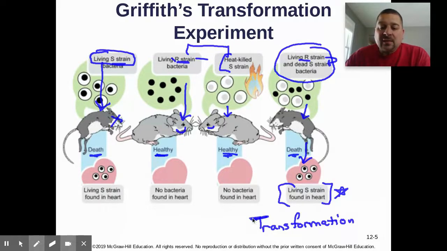Transformation. All right, a transformation. The genetic material was causing a transformation in the R strain from non-virulent to virulent, because it was picking up that genetic material from the dead stuff that was in solution that was going into the mouse as well.